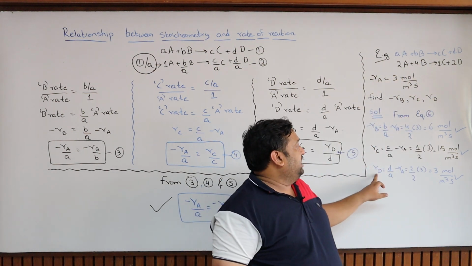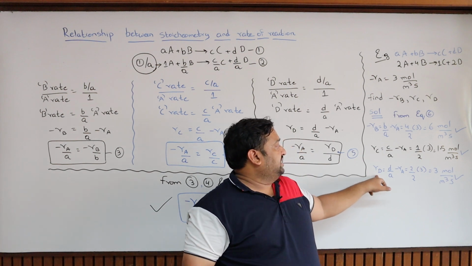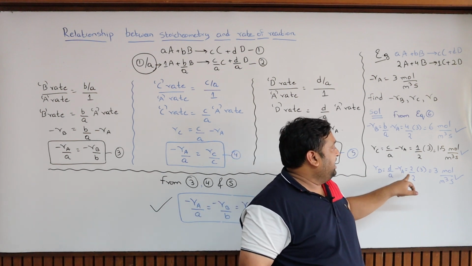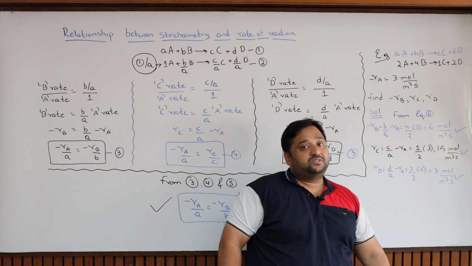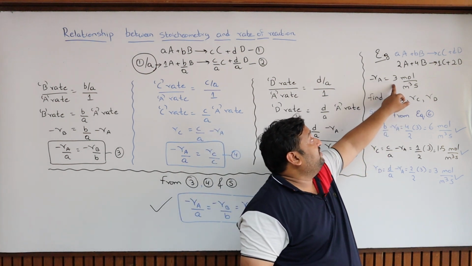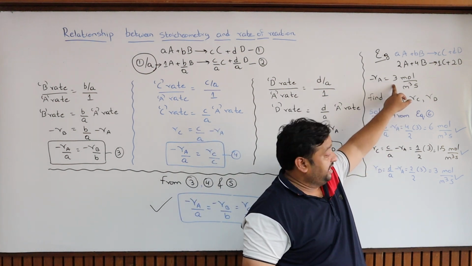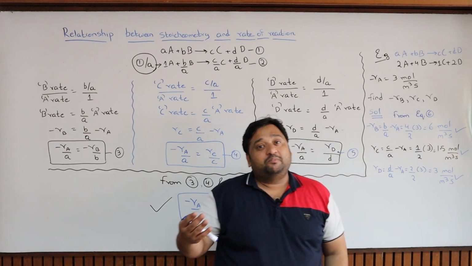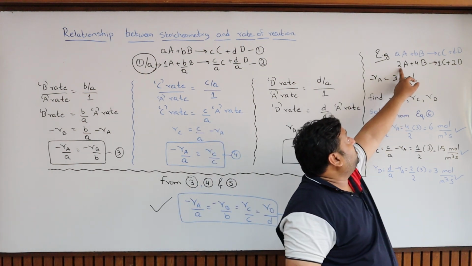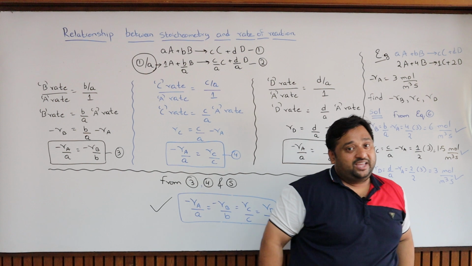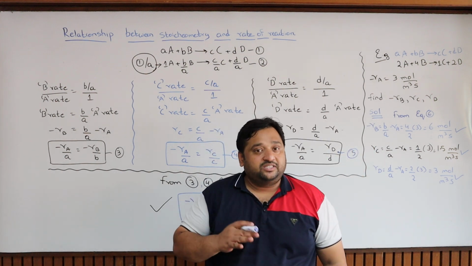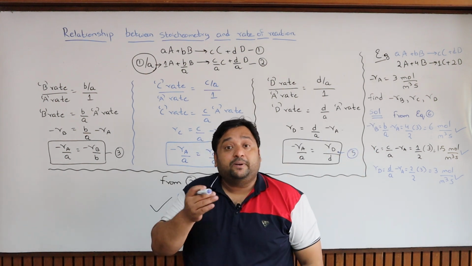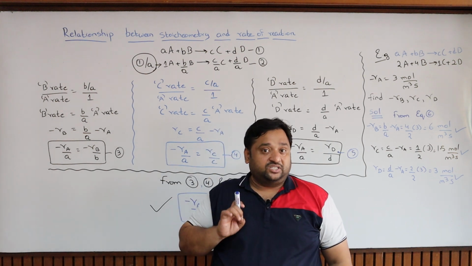Similarly, the rate of reaction of D is D by A times minus RA, which is equal to 3 mole per meter cube per second. That means the speed of A is 3 moles per meter cube per second and D is also 3 mole per meter cube per second. Why? Because 2 moles of A is giving 2 moles of D. You can see the speeds depend on the stoichiometry of the reaction.